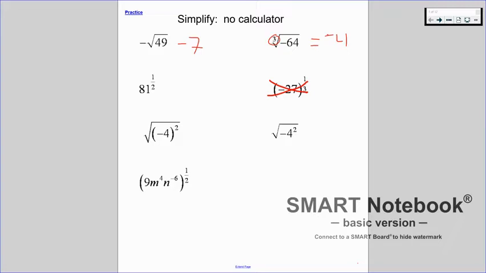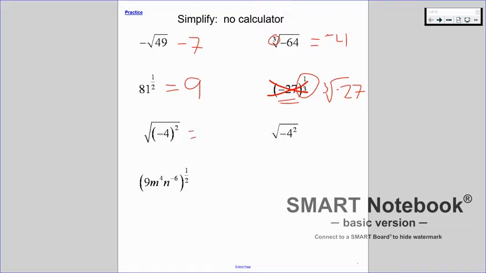81 to the 1/2. Remembering the 1/2 exponent means the square root, so that answer is going to be 9. The next question there is crossed out. It's -27 to the 1/3. One thing that we do not do is raise a negative base to a fractional power. If we want to talk about the cube root or square root of a negative number, we'll use the radical sign. So this would be okay to write, but writing it as an exponent is not okay.